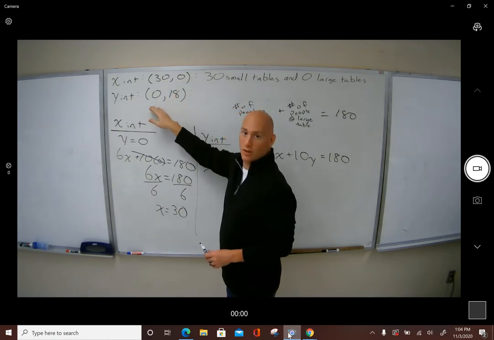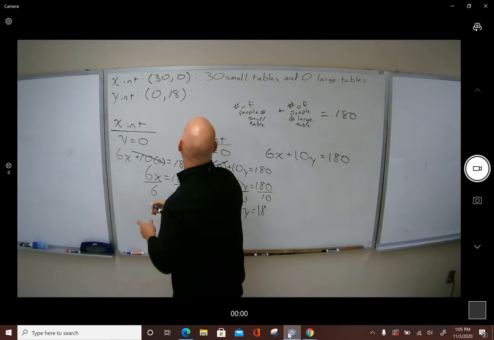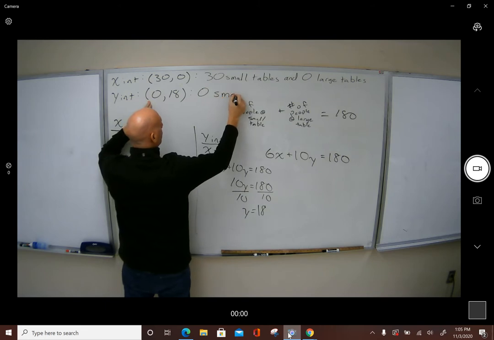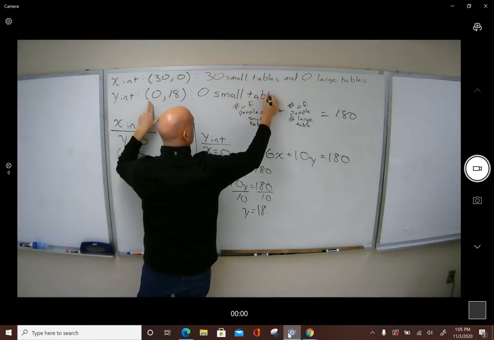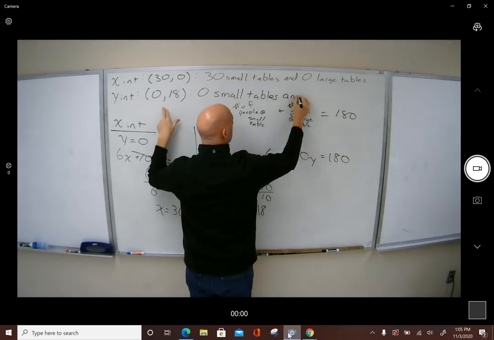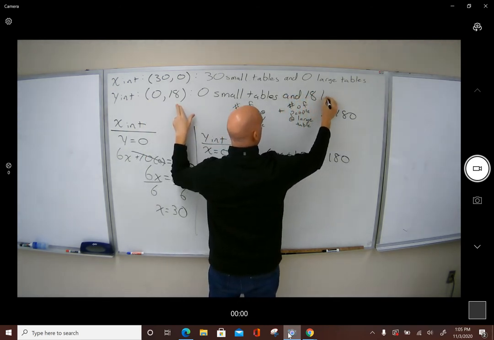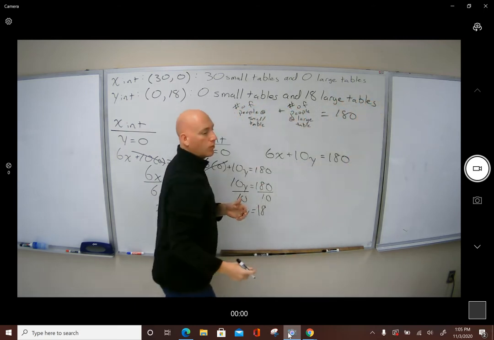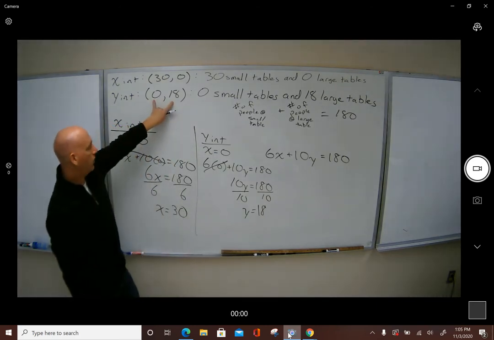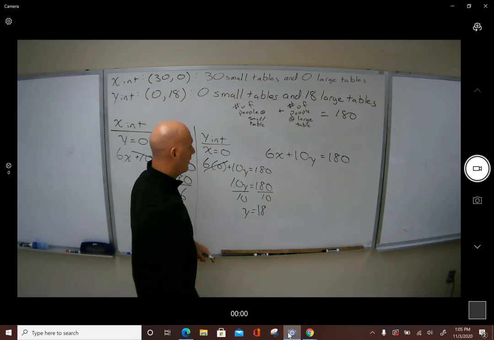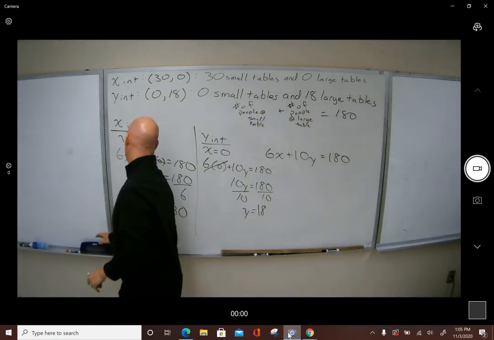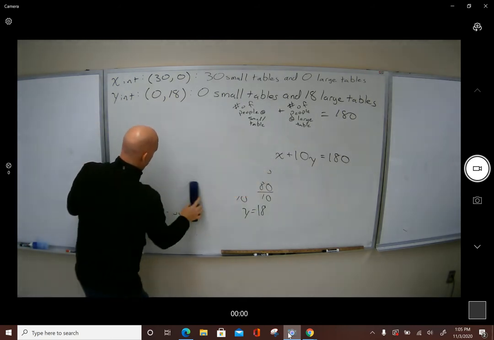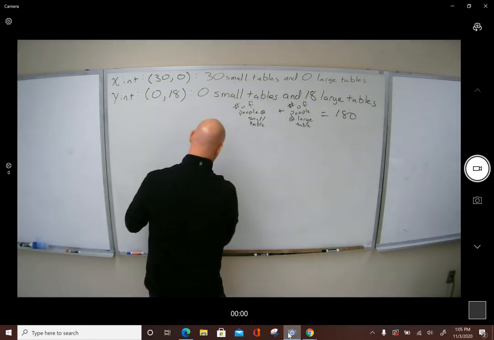Take a second and say what you think the y-intercept should be. So 0 small tables and 18 large tables. And this is why we graph, this is why we do this. That's a lot of information to put in a very easy point. Now let's go back to our graph. Now that we have all the information set up, all I'm going to do is use the information up top and graph our line. And then we're going to see the power of graphing.